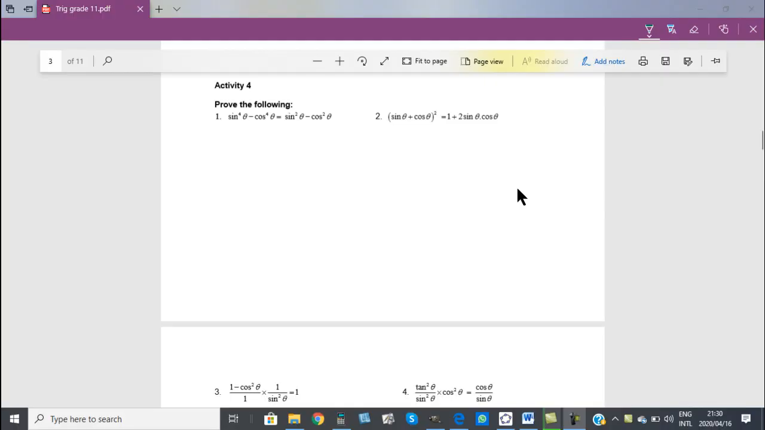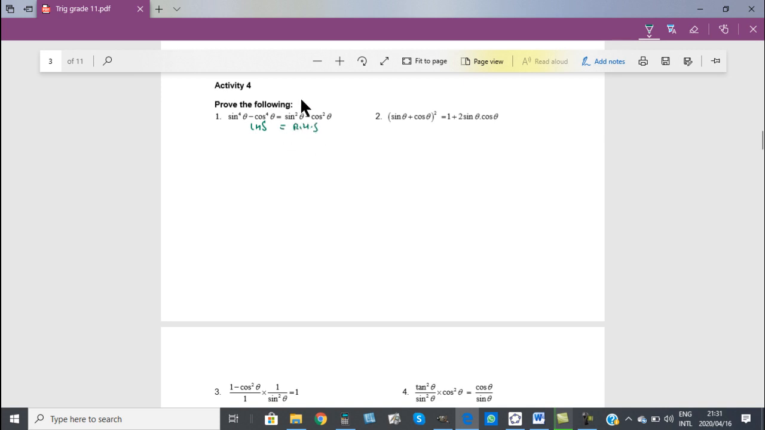All right, let's apply our knowledge to prove some identities. Okay, so we can start with this one. So we have to prove that the left hand side is equal to the right hand side.